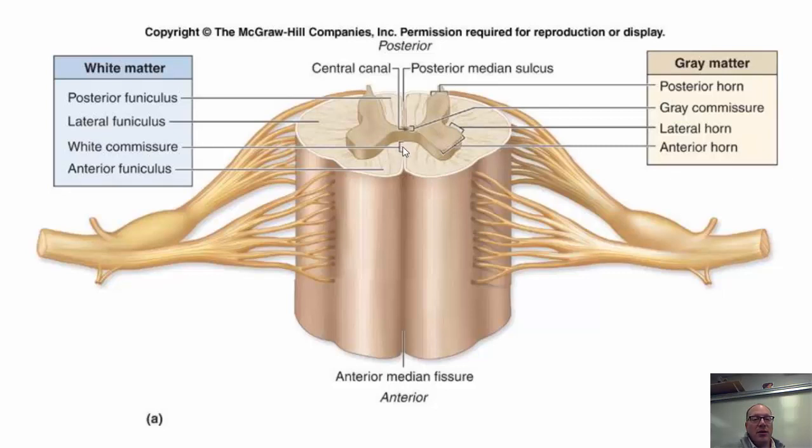Now, there's a white commissure too. There's a white matter area here where that communication is possible. These regions of the white matter are called funiculi. So the funiculus is the singular, funiculi is the plural. And they're named for essentially their location, posterior, lateral, and anterior. There is a groove here called the sulcus, and then there's an anterior median fissure here.